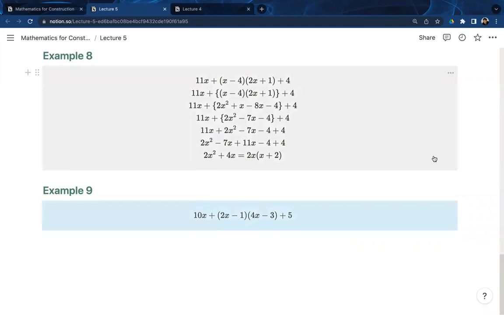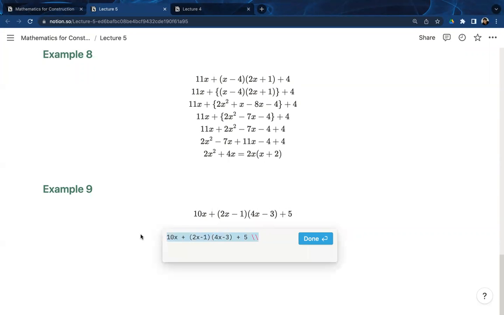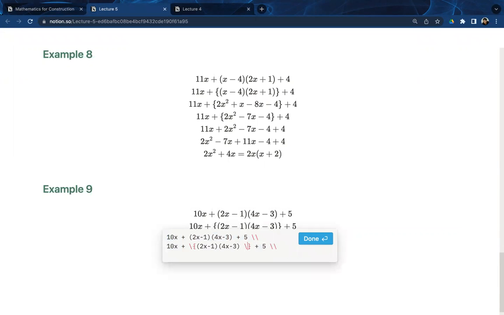So try this one. More practice. Just like before, I'm gonna rewrite this question. I'm gonna put some brackets around it. And it's always good to present your work like this. Makes it easier to see.